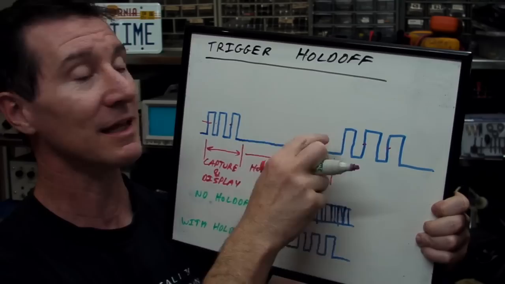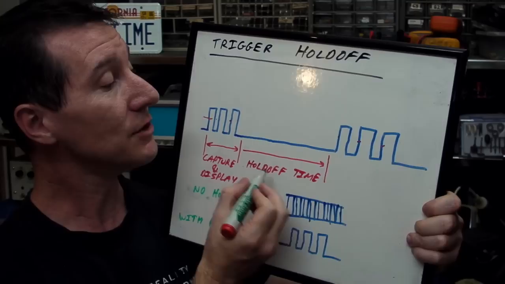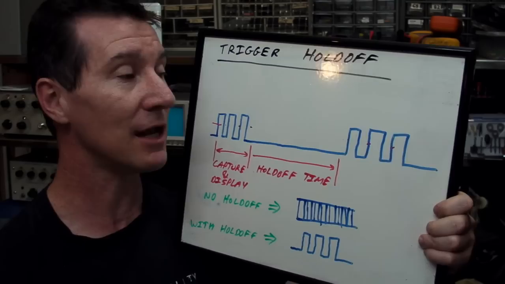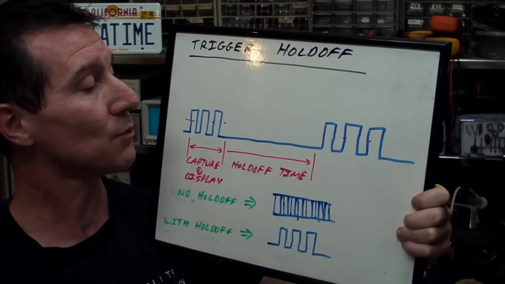Well, that's what trigger Holdoff can do. If you increase that Holdoff time from the minimum or from zero, you switch it on, and let's say the time period from here to here is, say, 100 microseconds, and you know it's 100 microseconds. You don't have to know. You can just keep increasing the Holdoff time until you get the display you want. But let's say you did know that that dead time in there was 100 microseconds. Well, you might set your Holdoff time to just slightly less than that, 90 microseconds, 95 microseconds.